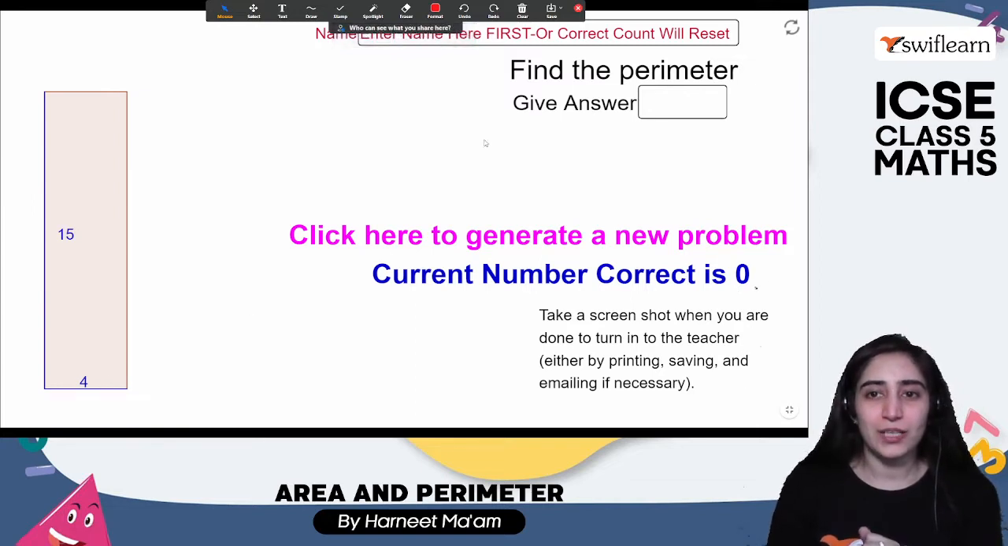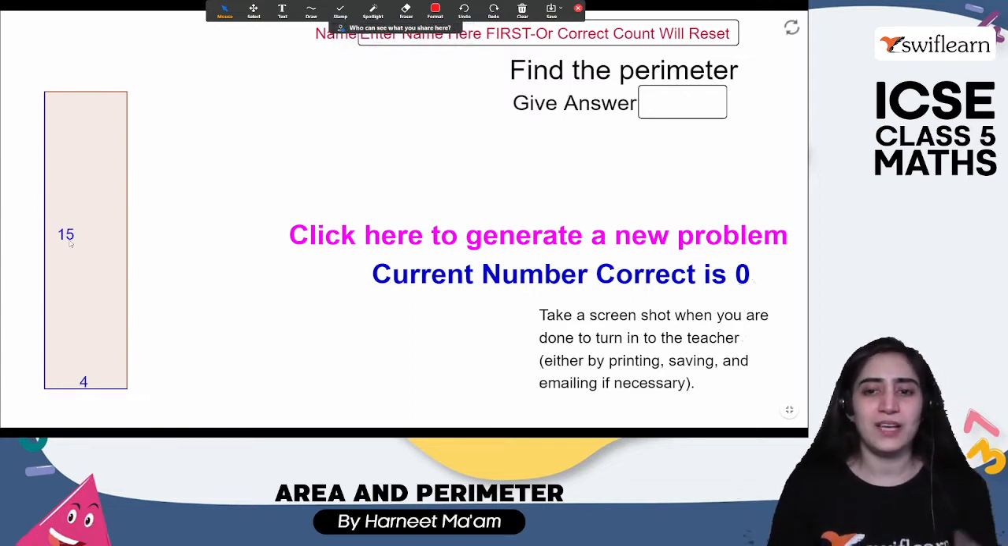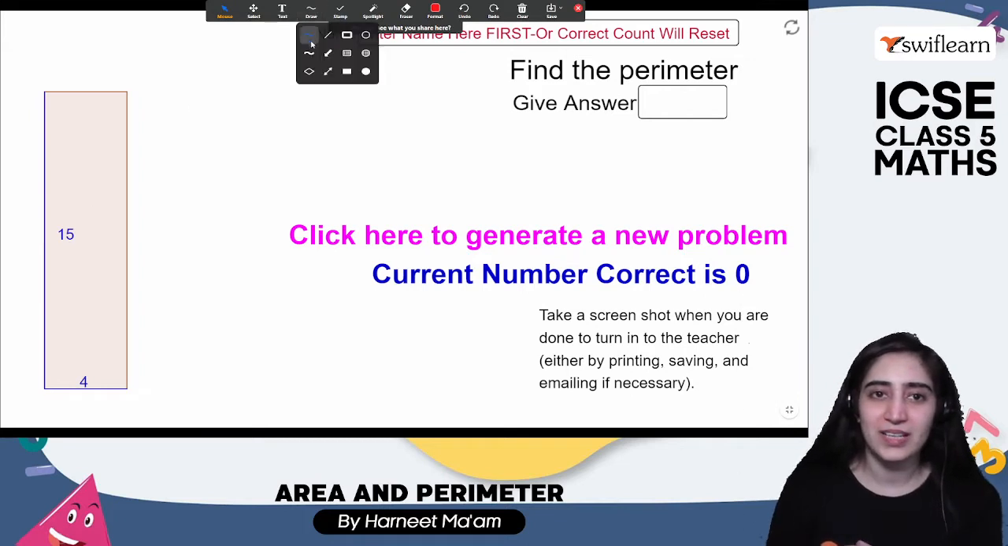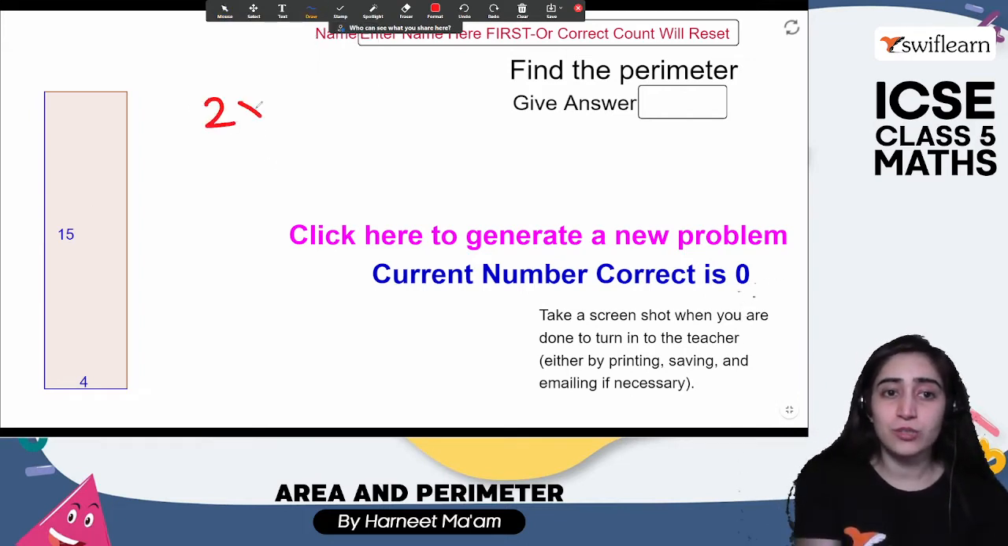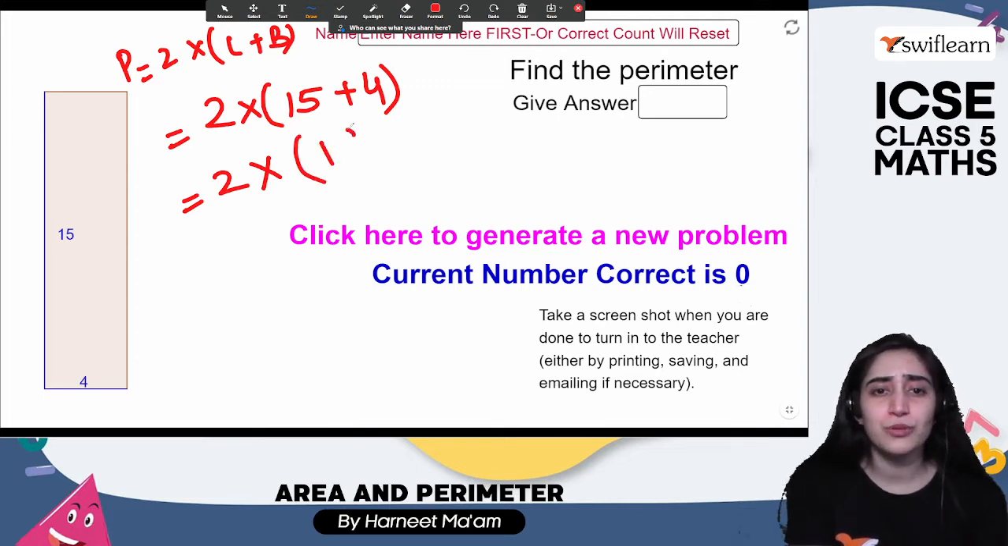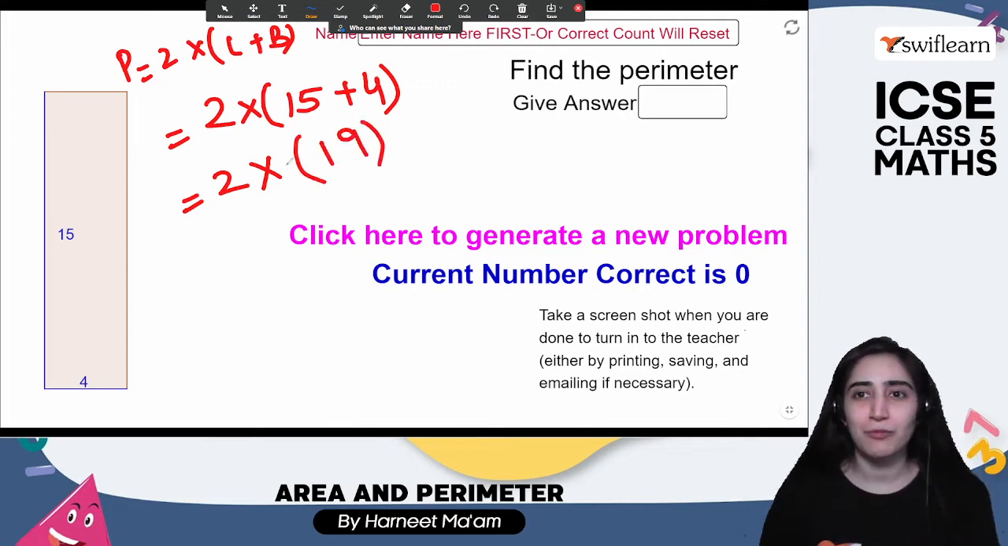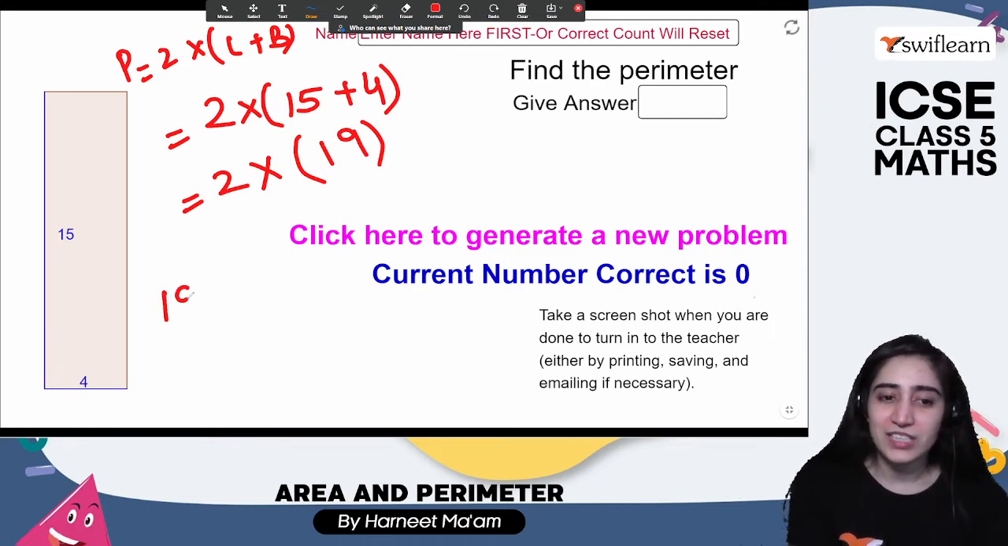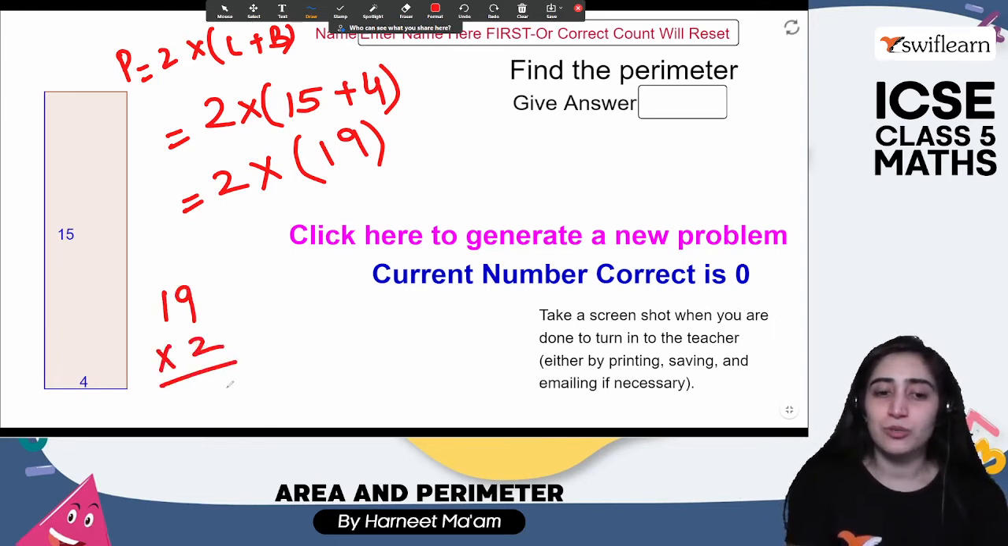Now when it asks you to find the perimeter, what do you think is the answer? Yes, guys, it's a rectangle. True. So 2 times bracket 15 plus 4. This is the formula of a perimeter: 2 times length plus breadth. I'm substituting the values, 2 times 15 plus 4 gives you 19. So what is 2 times 19, everyone? Let's do it. 9 times 2 is 18, 8, 1 carry. 2 times 1 is 2 plus 1, 3. It's 38, so 38 centimeters.